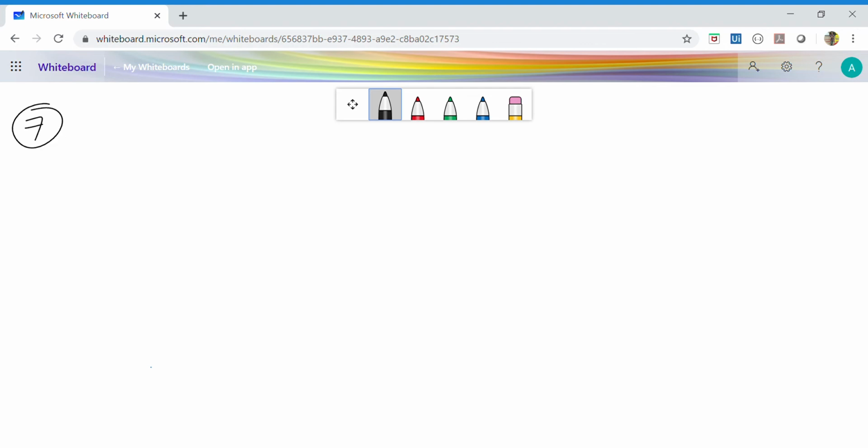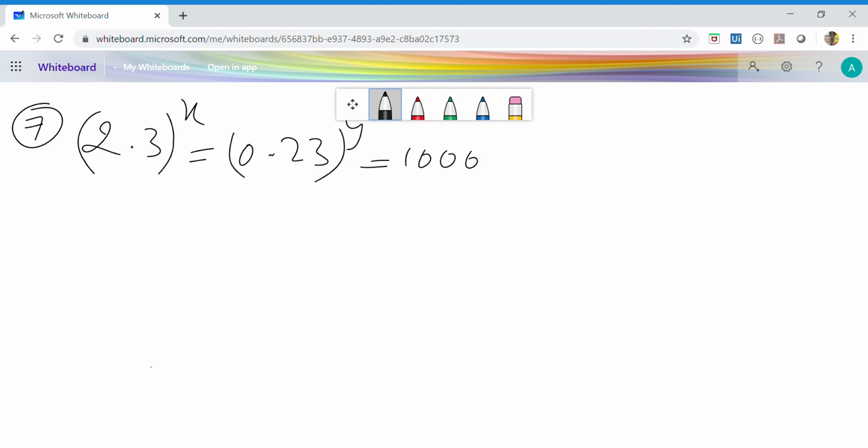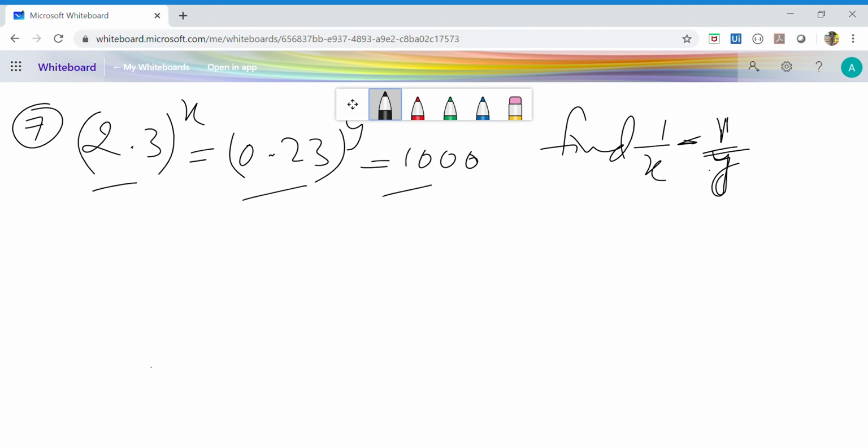Next, 7th sum. If 2.3 to the power of x is equal to 0.23 to the power of y is equal to 1000, then find the value of 1 by x minus 1 by y. So here in the question, a is equal to b is equal to c means you can take a is equal to c or b is equal to c also. So I am taking 2.3 to the power of x is equal to 1000.